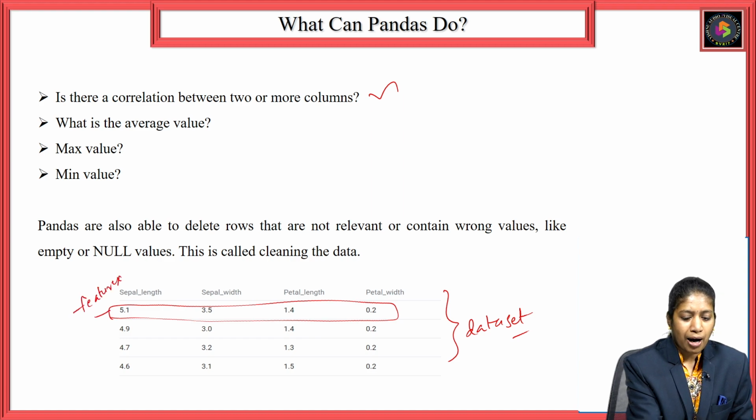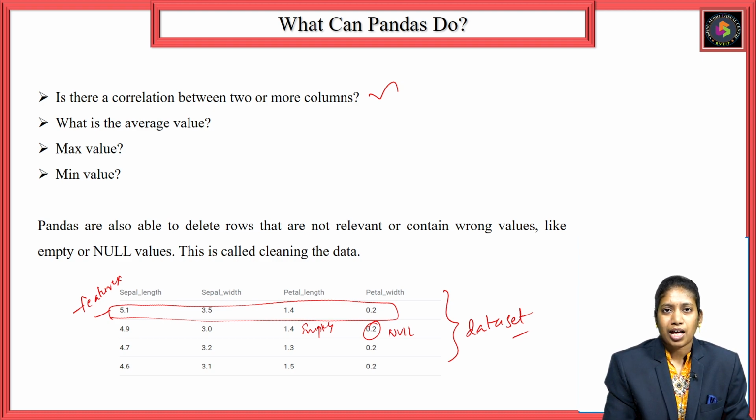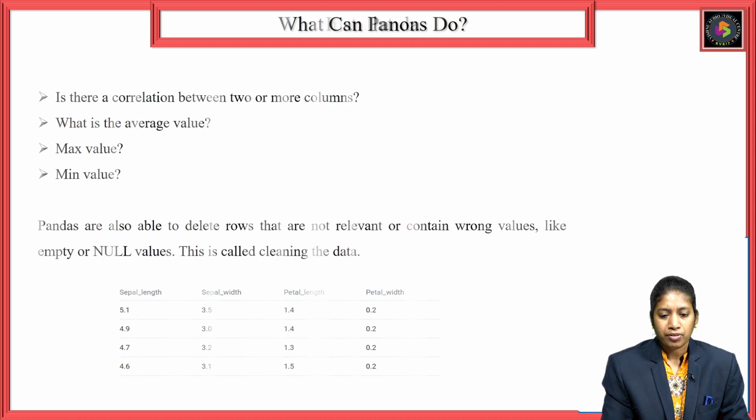Pandas is able to delete rows which are not relevant or contain wrong values, and if there is any empty or null value, not zero but null, these empty and null values can also be removed with the help of Pandas. This process is called cleaning of data.